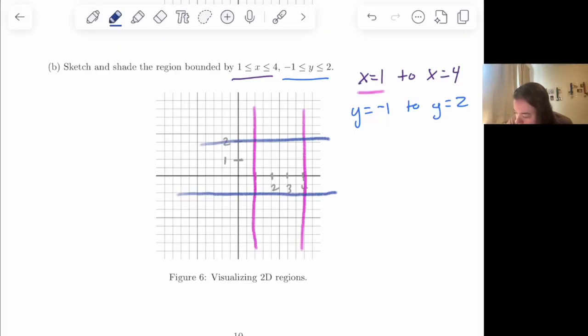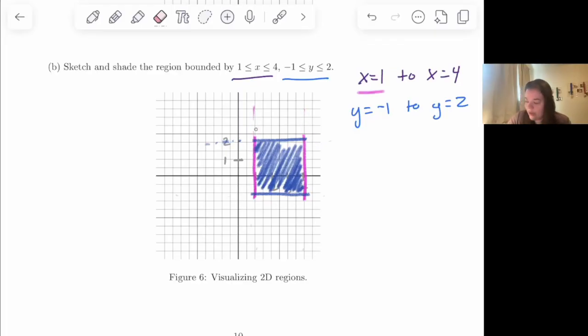And hopefully you can see the region that's bounded. It's the region in that rectangle right there. And like I said, I often go through and delete some of the additional parts of the picture just to make it more clear on the next steps. Like, what am I going to do with this region? And visualize what's going on. But there it is. I have sketched and shaded that rectangular region.